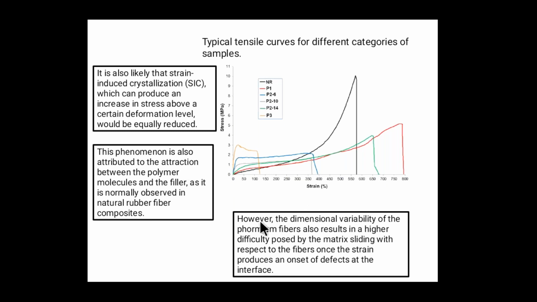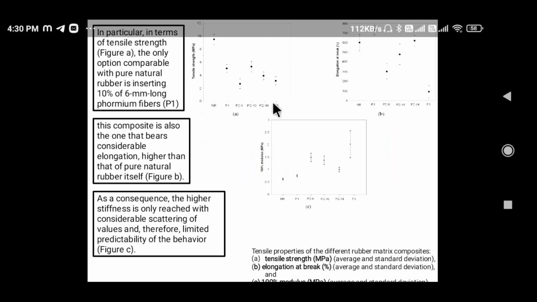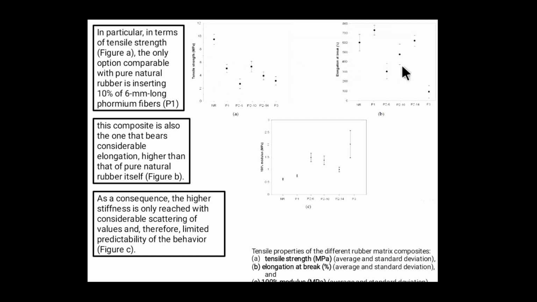composites. However, the dimensional variability of the chromium 10x fiber also results in higher difficulty for the matrix to slide with respect to the fiber once the strain produces one set of the defects at the interface. Okay, so this is the tensile strength graph. Tensile test: the tensile strength, the elongation, as well as the 100% modulus.